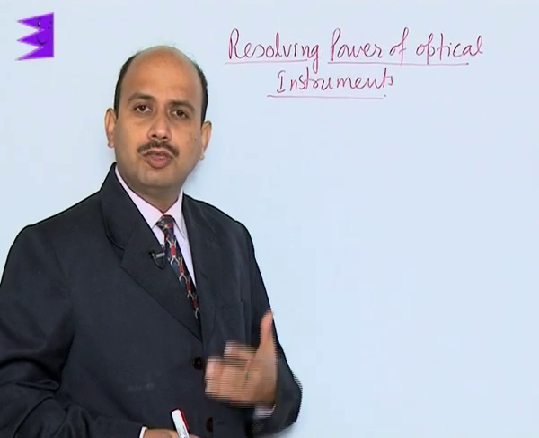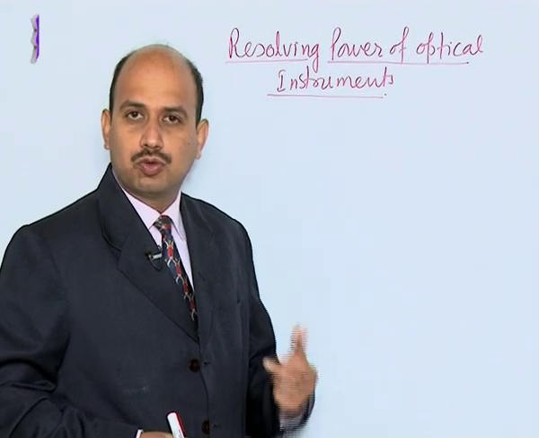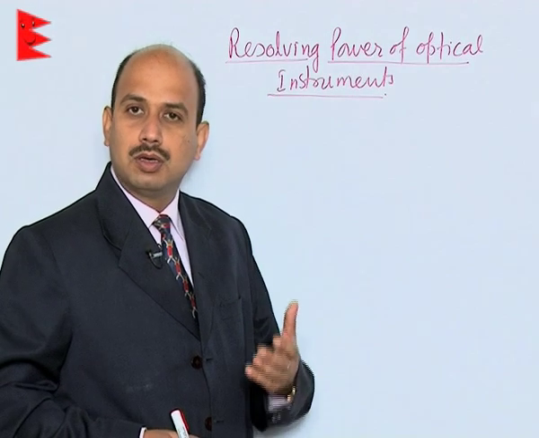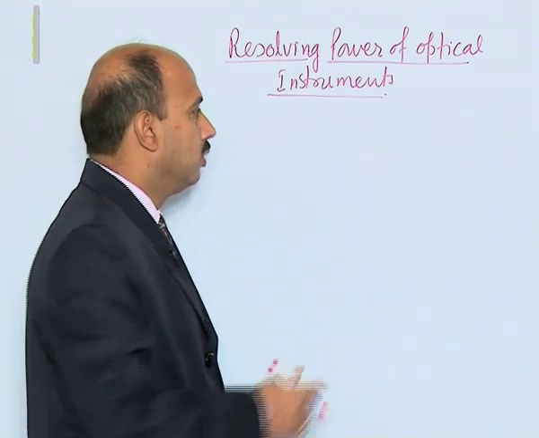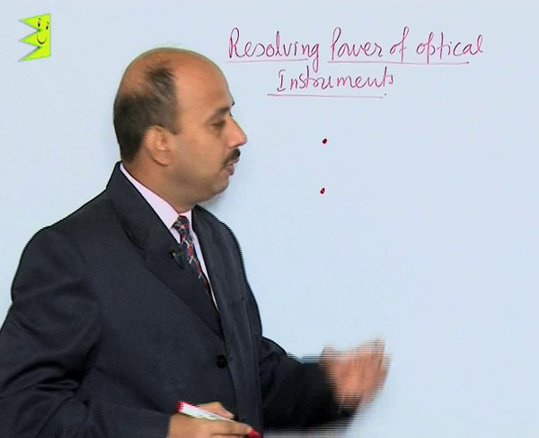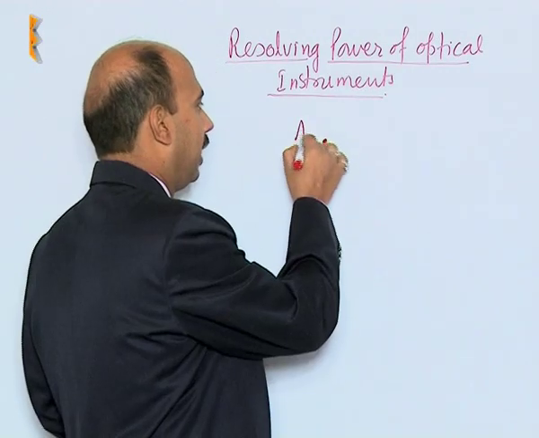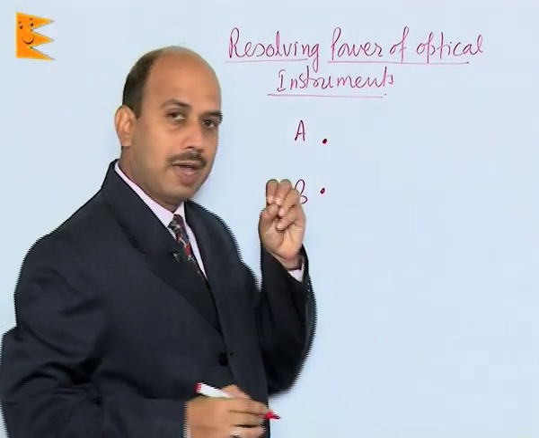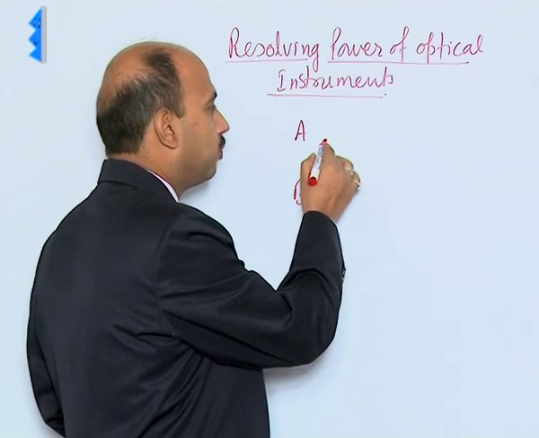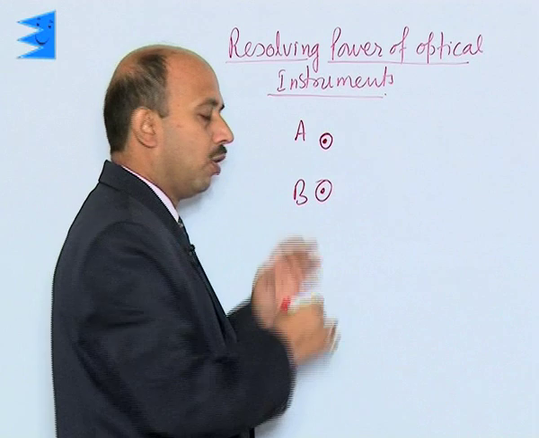See here, a human eye is also considered an optical instrument. So, we can also study the resolving power of the human eye. Now, suppose you have taken two objects A and B. Light waves coming from these two objects A and B fall on the aperture, on the lens. Then the diffraction pattern is formed due to these two objects.